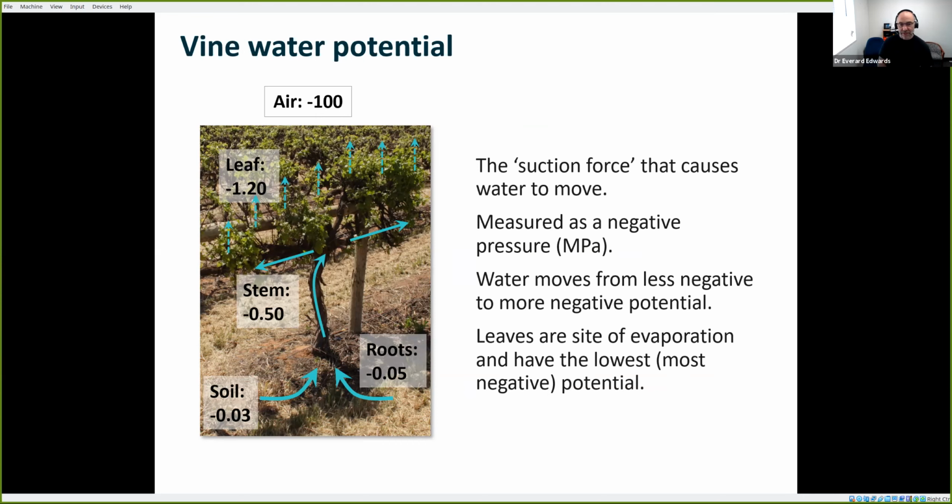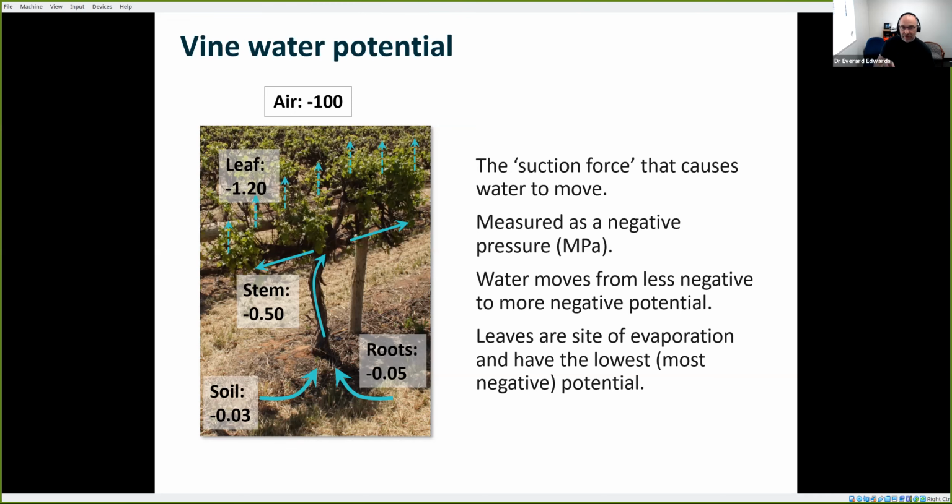So it could be soil water potential, stem water potential, leaf water potential, or even water potential of the air. So it's measured in megapascals. And if you think about the air itself, this is typically sucking a lot of moisture out of the surface, and we might be at -100 megapascals. And then when we look at the soil, you may only be at -0.03 megapascals, 30 kilopascals. And so that is a huge gradient from the soil to the air.